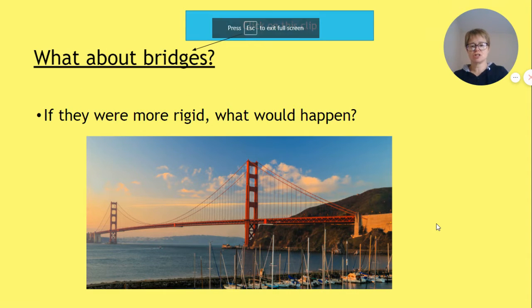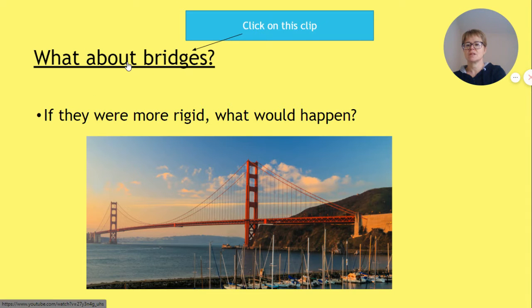I mentioned bridges just now as well. Again, if bridges were really, really rigid, then they'd be more likely to break over time under the strain of the wind force. Let's have a look at this clip.